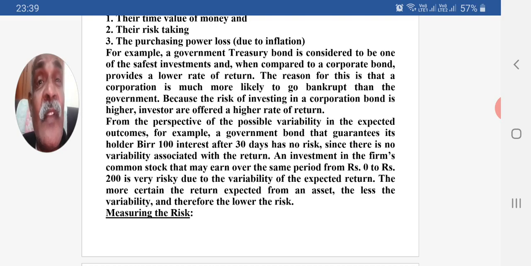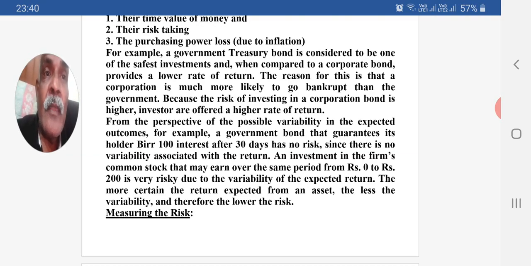So obviously the government treasury bond is considered to be one of the safest investments, and when compared to a corporate bond, that is the bond issued by the private sector, it provides a lower rate of return. The reason for this is that a corporation is much more likely to go bankrupt than the government. Because the risk of investing in a corporate bond, that is in the private sector, is higher, investors are offered a higher rate of return. So when you are investing your money in a corporate bond, your return will be higher as compared to the investment in a government treasury bond.